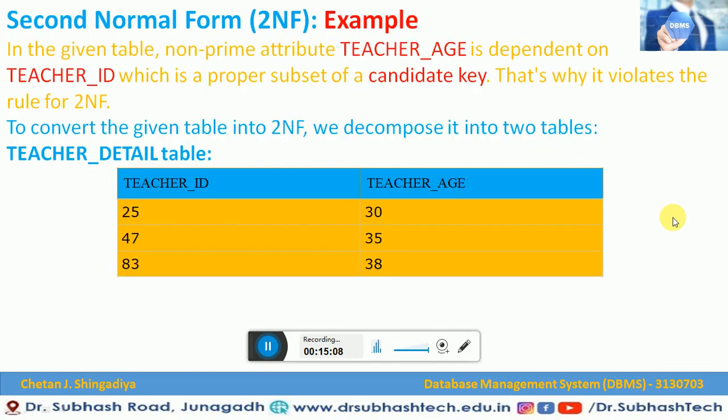So what kind of records do they contain in teacher's detail? In the first table, teacher's detail, we have to keep two columns: teacher's ID and teacher's age. Whatever teacher's ID we have, the associated teacher's age we have to write down here.